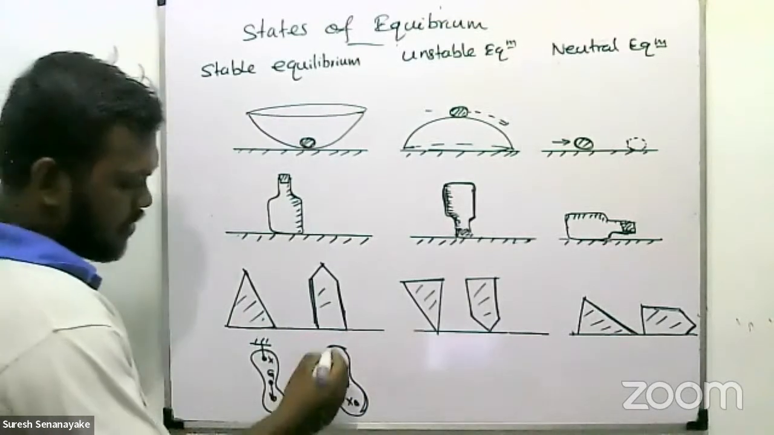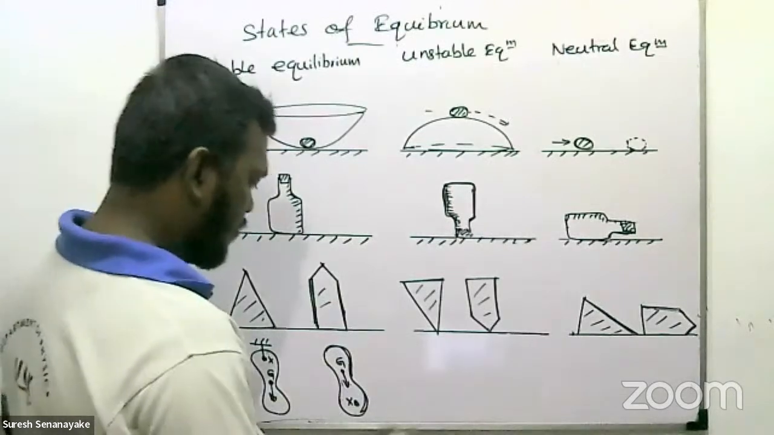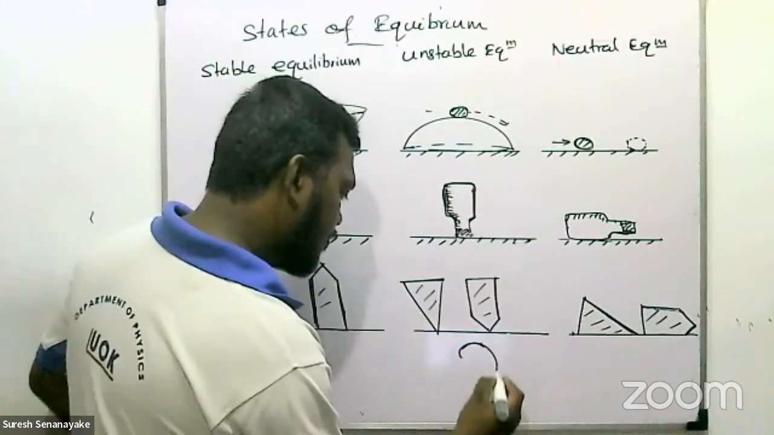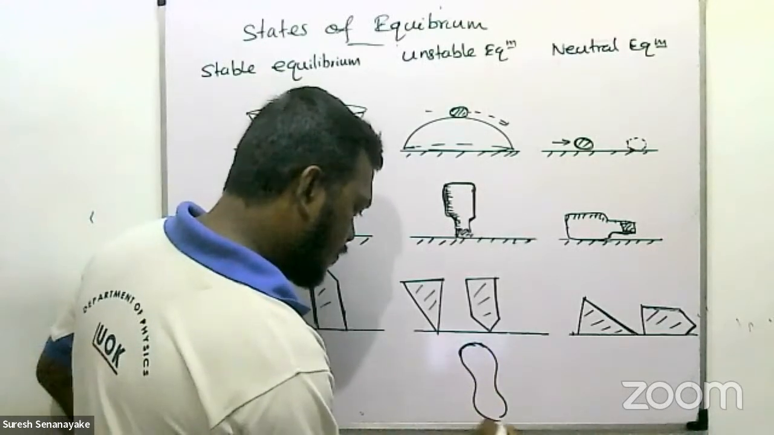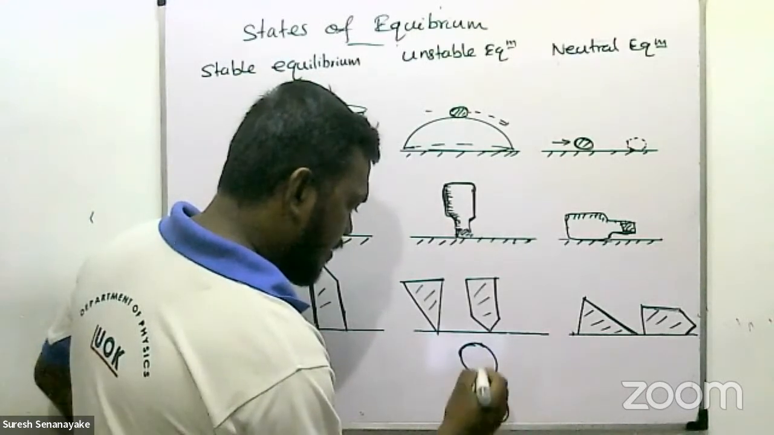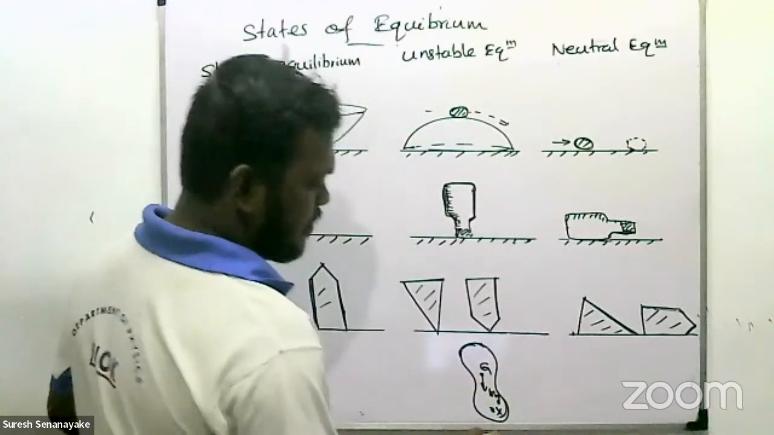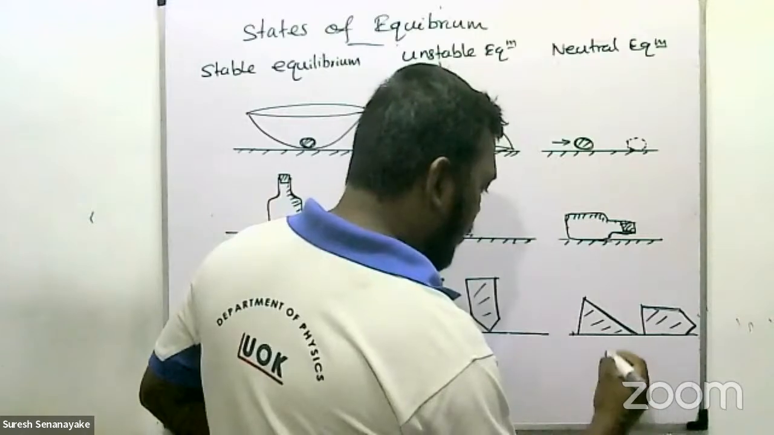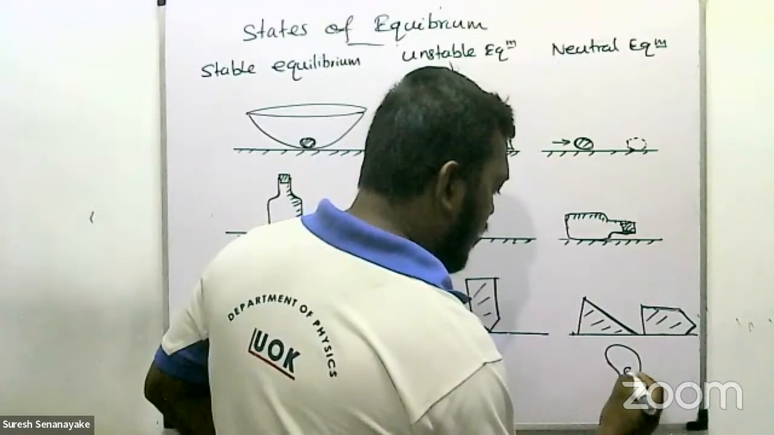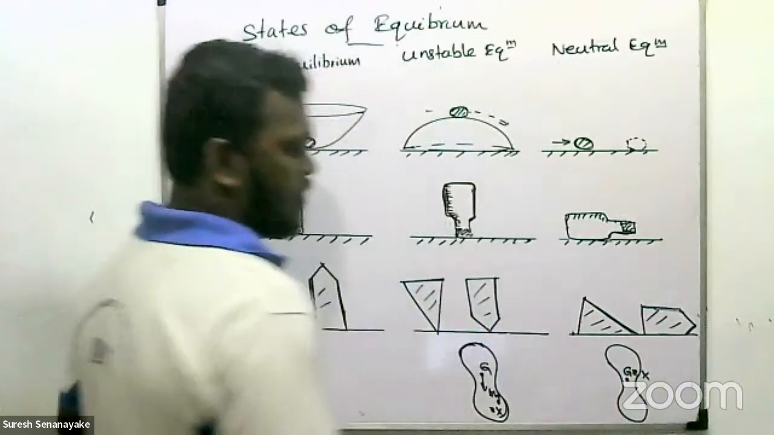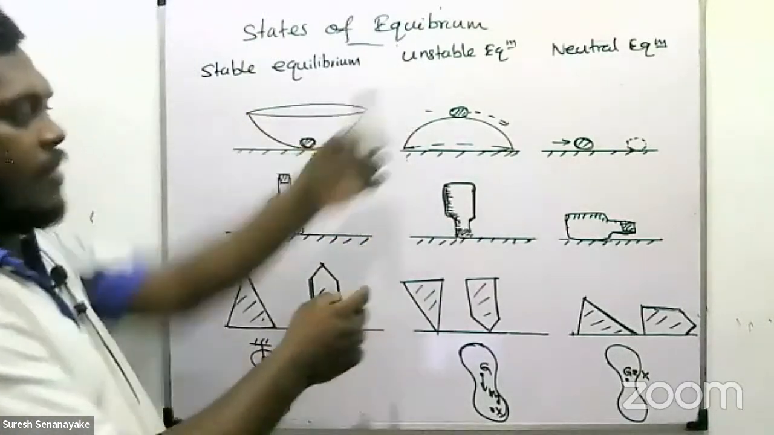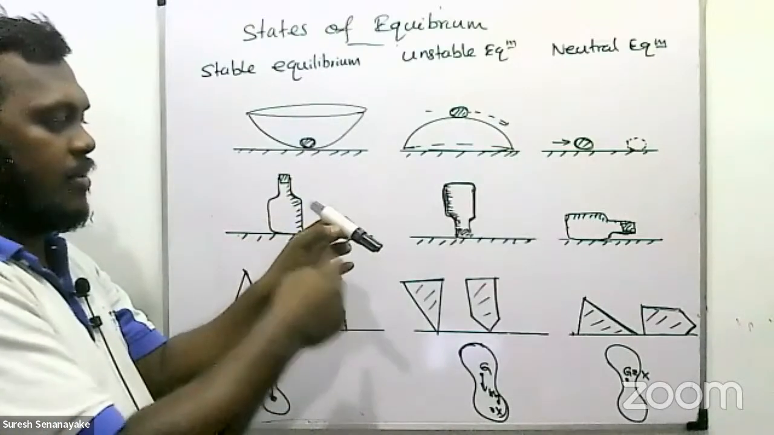And it's unstable. The center of gravity is there. Unstable. If you pivot the body at the center of gravity, G and X are the same. This is unstable. This is neutral.